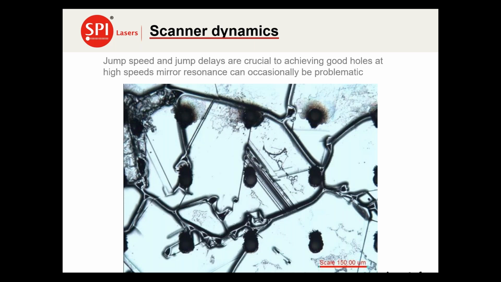Things that people need to be aware of, particularly when using scanners for drilling applications, is the scanner dynamics. Jump speed and jump delays are particularly crucial in being able to achieve good holes. And also sometimes you can get high-speed mirror resonance, which can occasionally be problematic. This picture shows some of the issues of ejecta from a drilling of silicon, where you can see that on the top surface it's in one particular direction, and this comes from some of the scanner dynamics. In terms of the drilling process, you have to move very quickly from one hole to the next hole, and there needs to be a dwell there to make sure that the scanner stabilizes in the location. So actually, in terms of many of the drilling applications, these jump delays and jumps can represent more than 50% of the time of the drilling process.